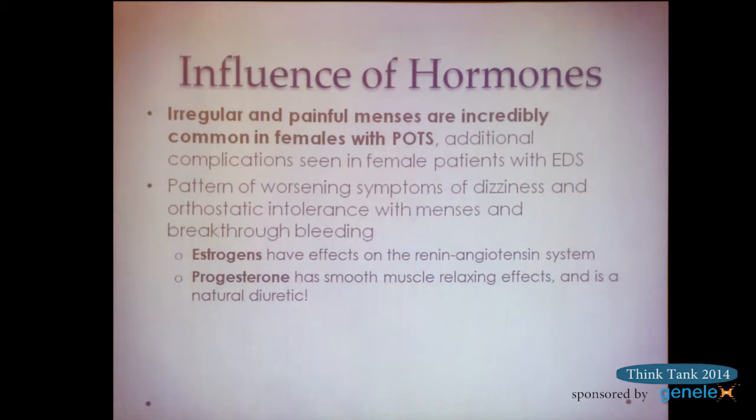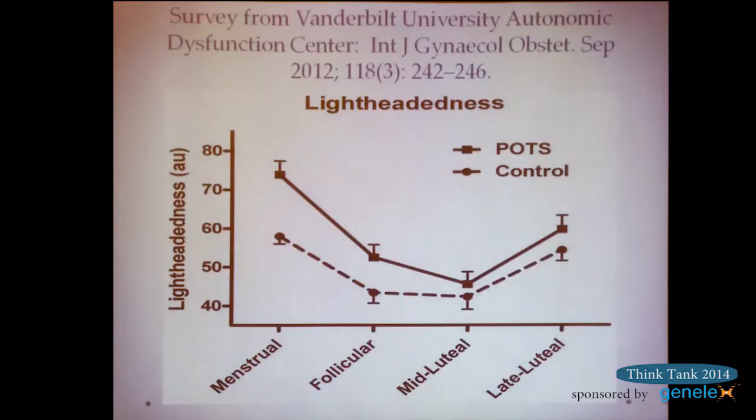So estrogens in particular have effects on the renin-angiotensin system. They can be diuretic, they can have effects on the vascular system, and they have a vascular relaxing aspect to them at times. Progesterone in particular is a very potent smooth muscle relaxant, and it is a natural diuretic, so patients do lose what fluids they are taking in sometimes when you have hormonal imbalances.